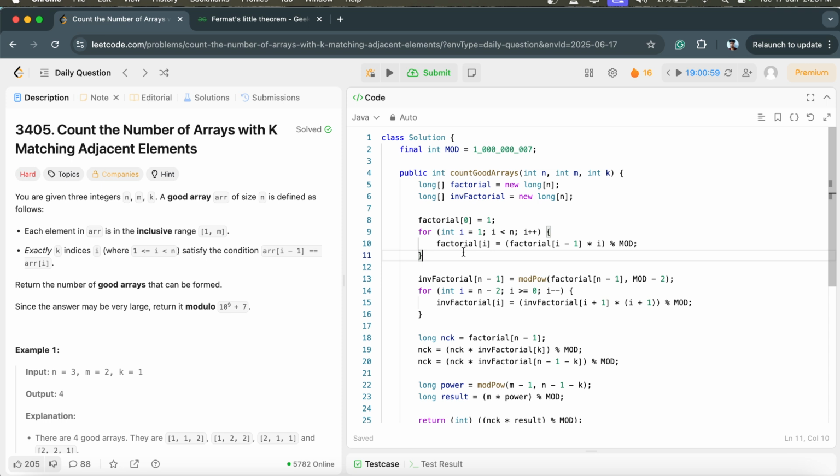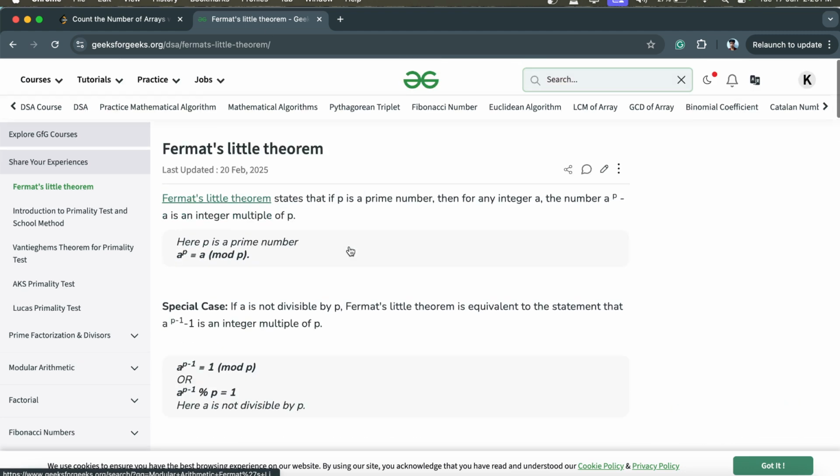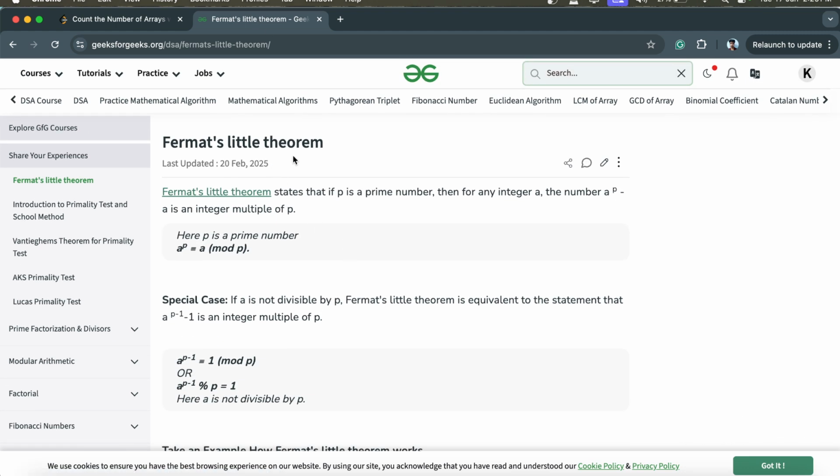And again, if you are struggling with getting the factorial of a number, we are also storing the inverse factorial of a number, 1 divided by r factorial, which we have to get. To get that one, we use Fermat's little theorem.